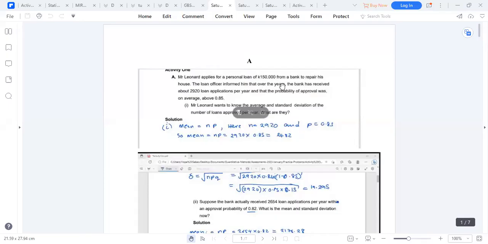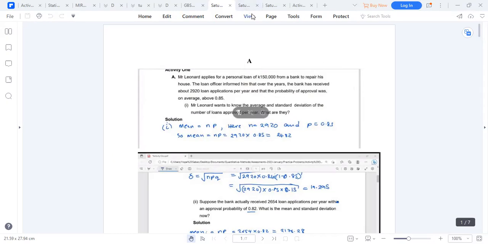So activity 1. Mr. Leonard applies for a personal loan of 150 from a bank, and the loan officer has informed him that over the years, he has received 2920 applications and that the probability of approval was 0.85. Question: what is the average and standard deviation of the number of approved loans per year? So this is a binomial approximation.